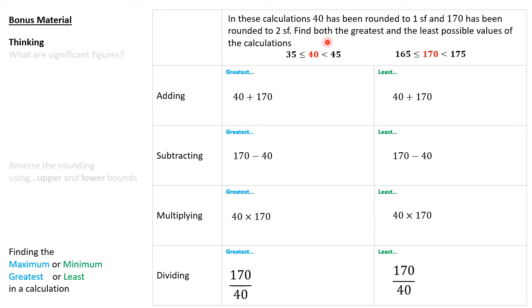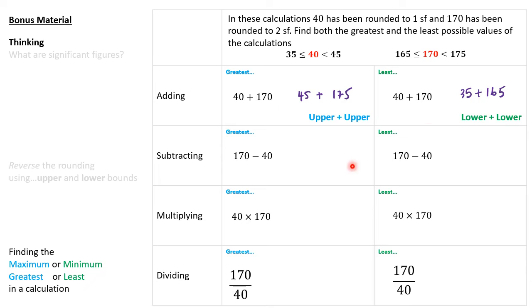And it's a good idea to have these jotted down somewhere near your question so you can use them as you go through. So if I want to make this answer as big as possible, I'm going to use 45 here and I'm going to use 175 here. So the greatest value of this addition could be 45 plus 175, so the upper bound plus the upper bound. If I wanted to make this addition as small as possible, you might have spotted it already, I'm going to do 35 plus 165, so the lower bound plus the lower bound.